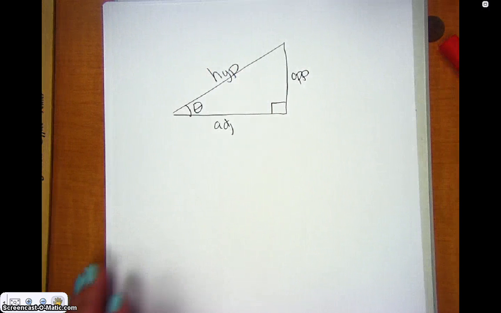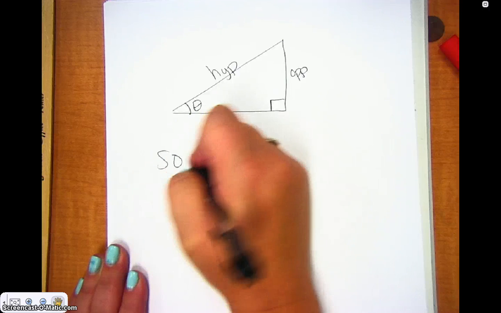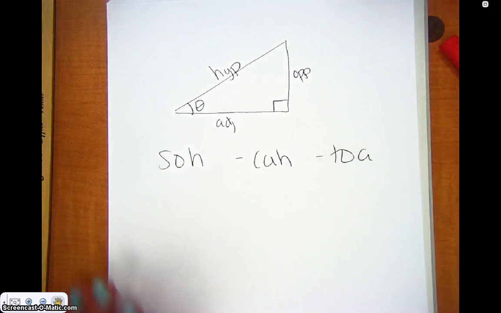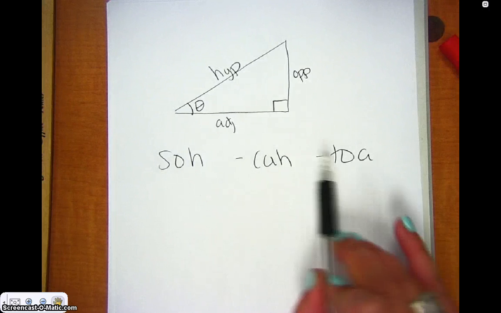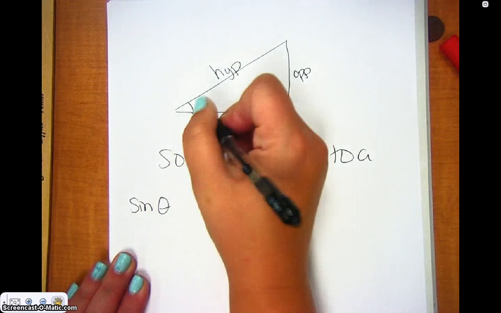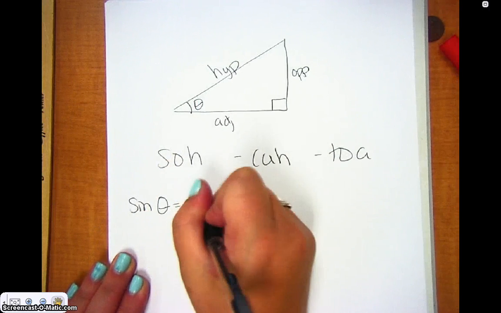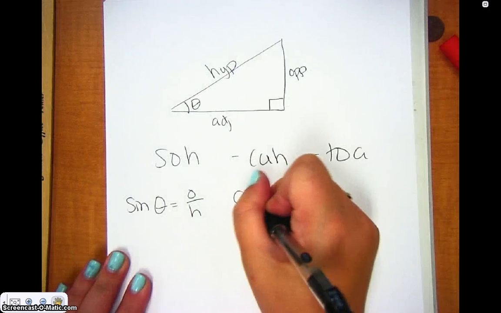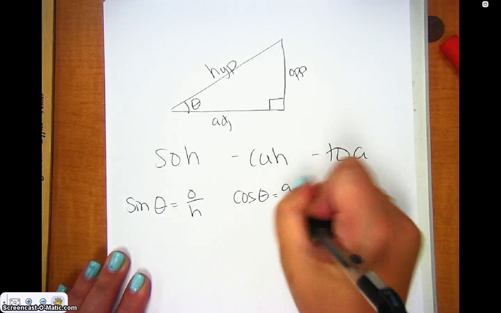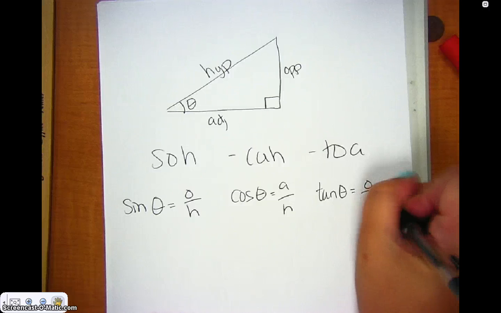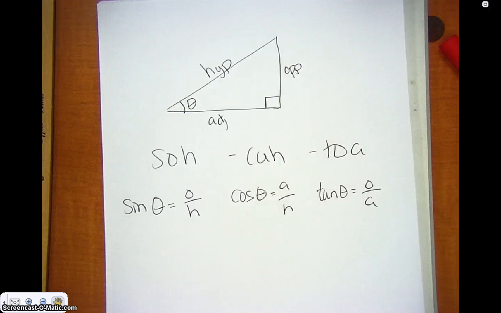All right, and we know the phrase SOH CAH TOA, and this tells us how to calculate our three different trig identities, so sine, cosine, and tangent. So the sine of this angle theta is equal to the opposite over the hypotenuse. The cosine of the angle theta is equal to adjacent over hypotenuse, and the tangent of theta is equal to opposite over adjacent. All right.